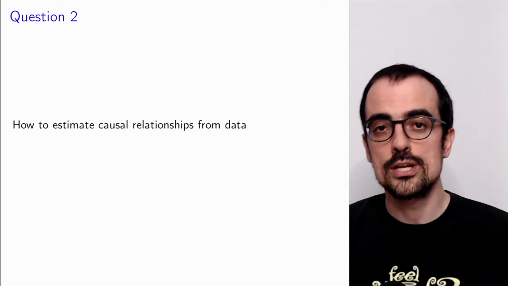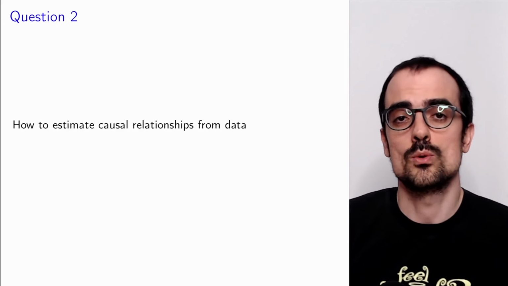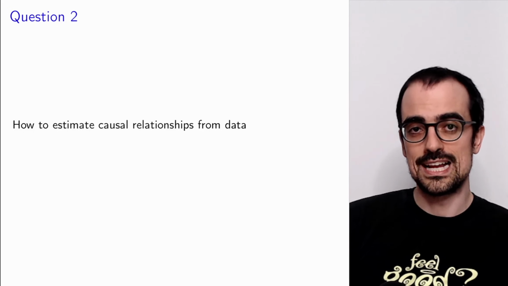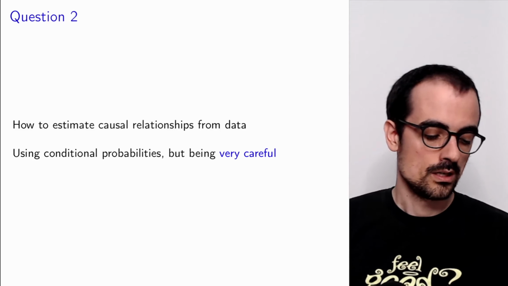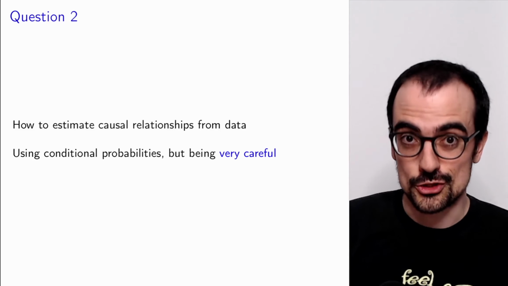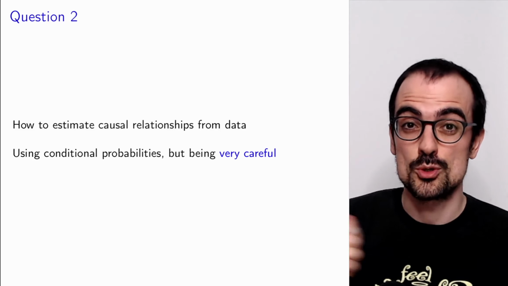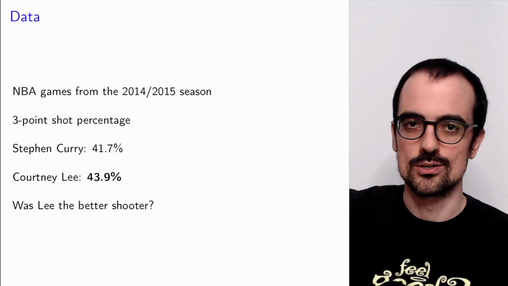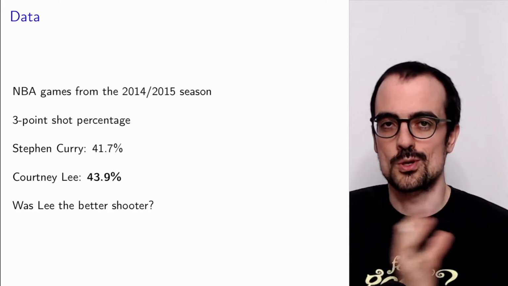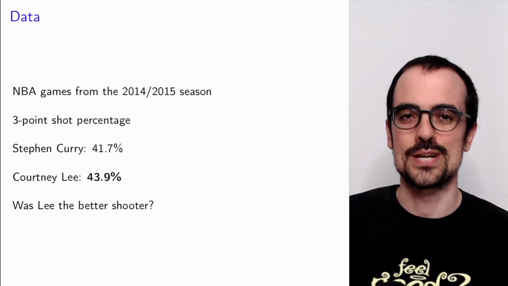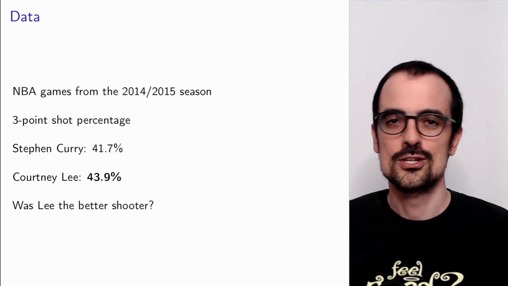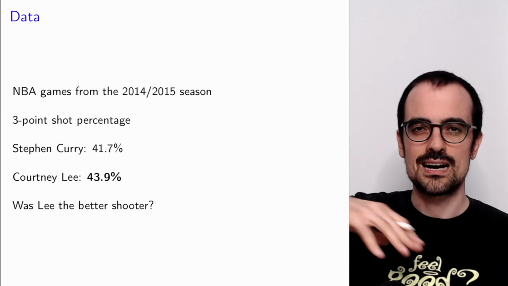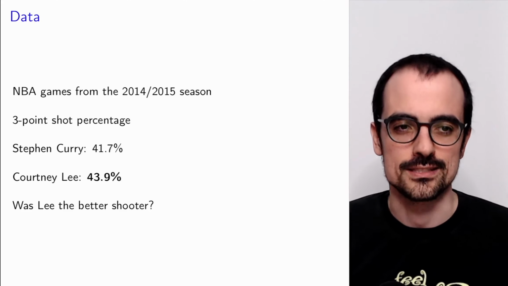All right, so now we go on to our second question. What if we want to estimate causal relationships from data? We can use conditional probabilities, but we have to be extremely careful. Let me give you an example. There's a video just about this, also about everything else. So again, I just want to reiterate, this is an overview. I know I'm going super fast. I just want you to see how all of these ideas are connected.